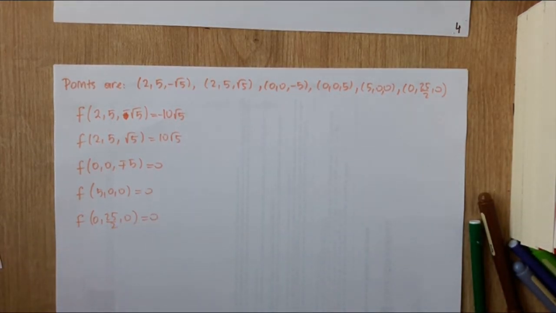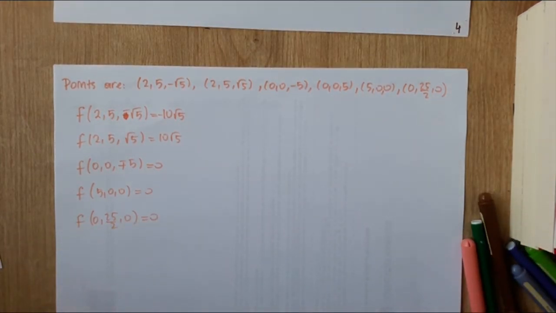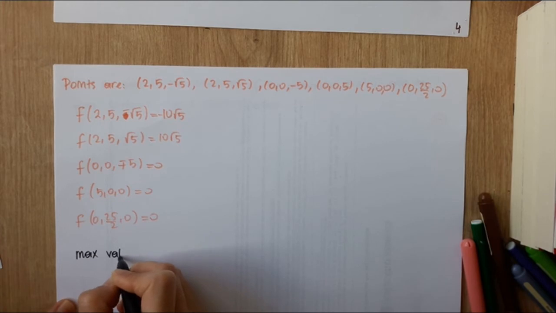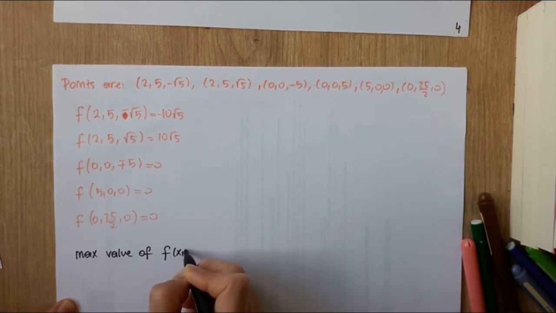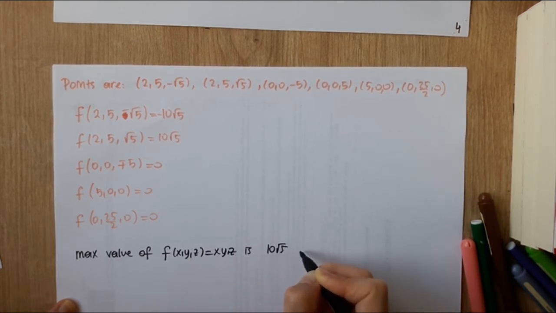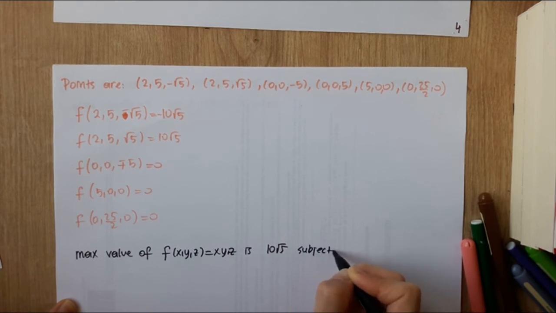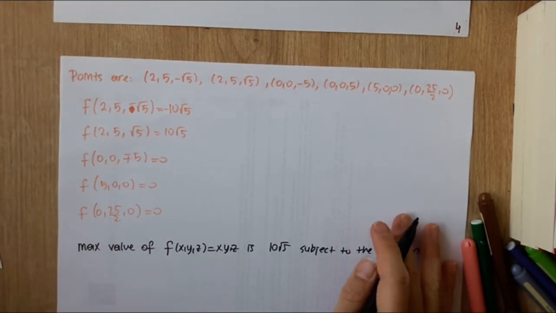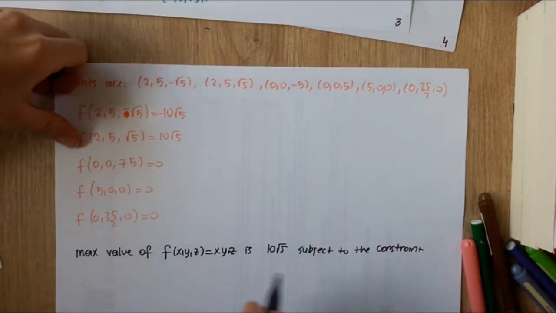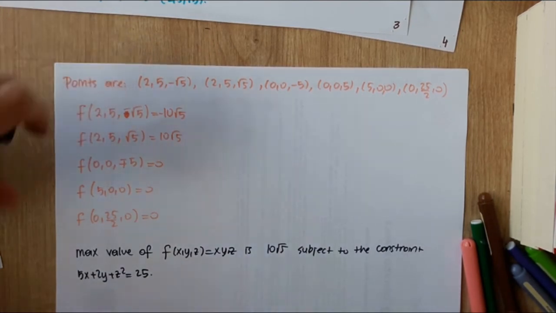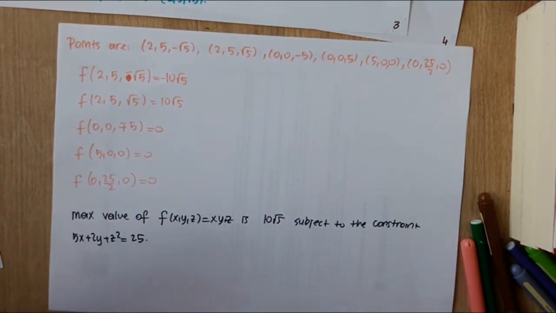Okay, so as you can see, we have just 3 different values, and the maximum value of f of x, y, z equals x times y times z is 10 square root of 5 subject to the constraint. What was the constraint function? It is 5x plus 2y plus z squared is 25. Okay. So this is the maximum value of the given function subject to the given constraint.